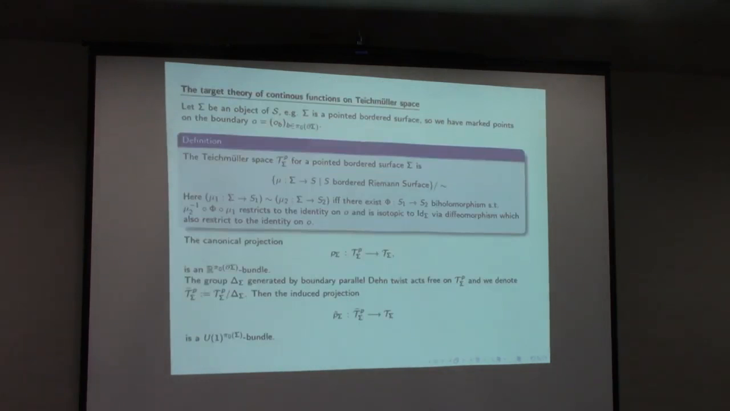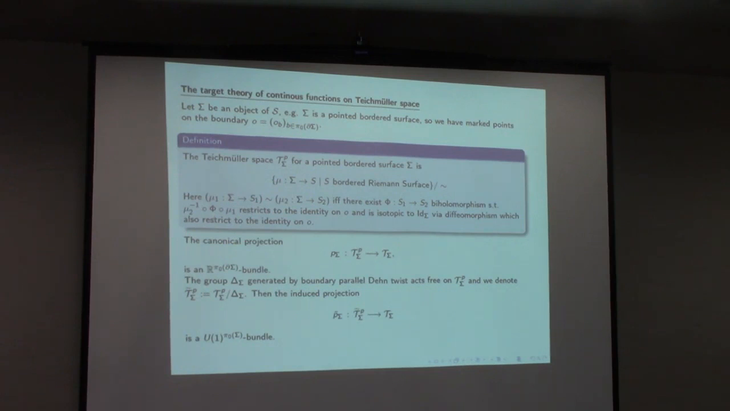We skip that. I just remind you very briefly that the Teichmüller space I'm interested in, in this case of bordered surfaces, is this one here, the usual thing, but the equivalence relation is the one where you require that this composite we talked about yesterday is the identity of the marked points. And that means the Dehn twists parallel to the boundary are non-trivial.